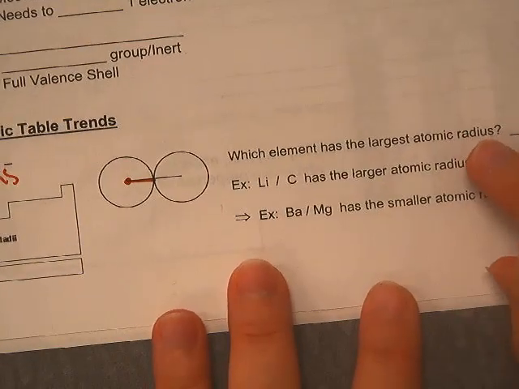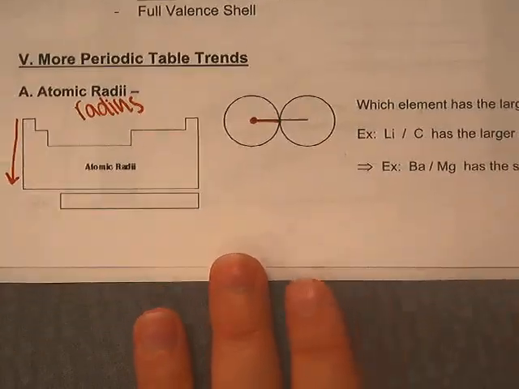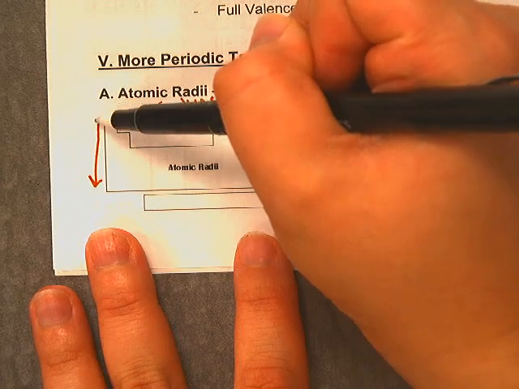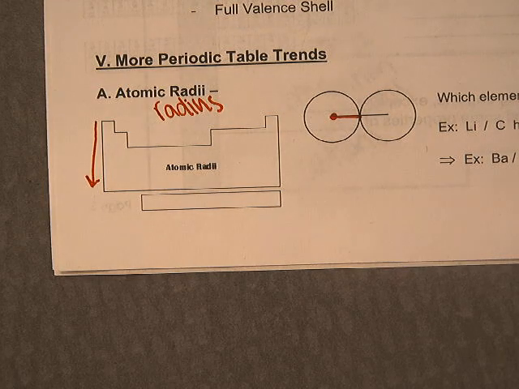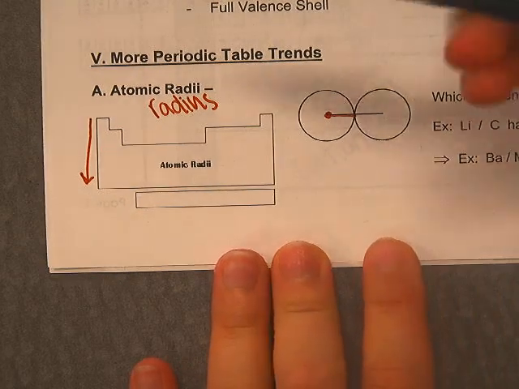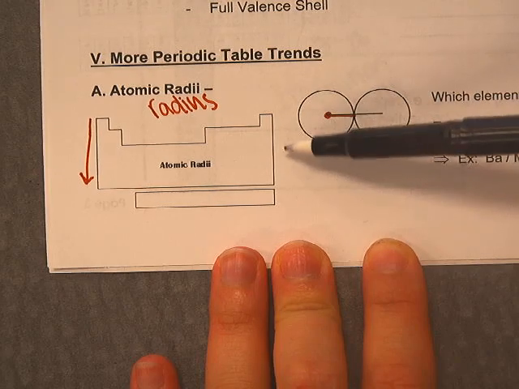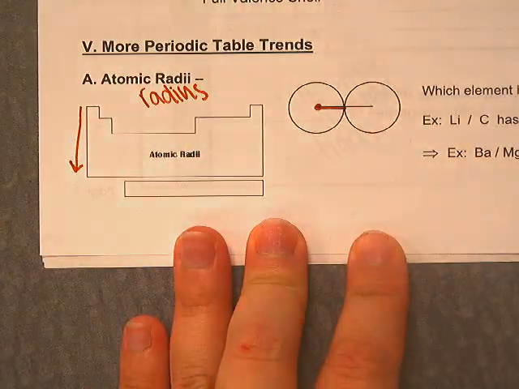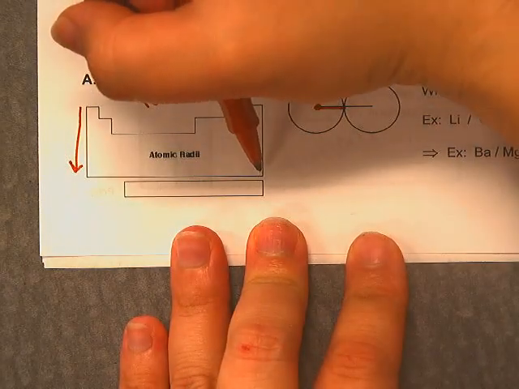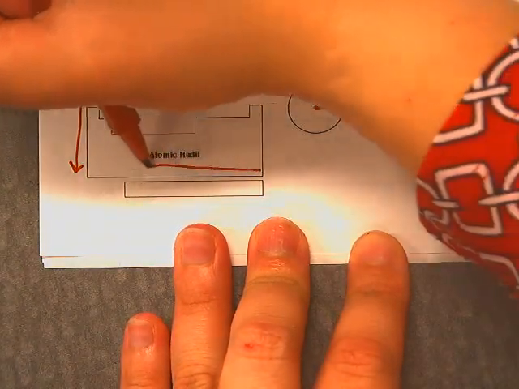So the element on page 4 of your notes, the element that's going to have the largest atomic radius is going to be the one that has the most rings, so furthest down, and the least number of valence electrons, which is going to be 1. So looking at this, if this is 8 valence electrons and I'm moving across my periodic table, the atomic radius gets larger moving from right to left.